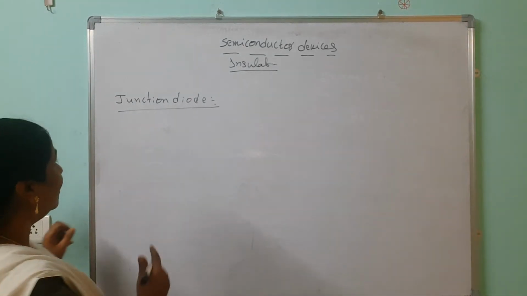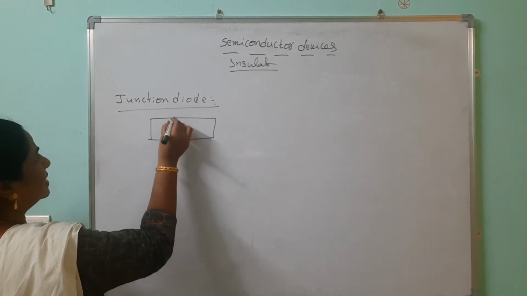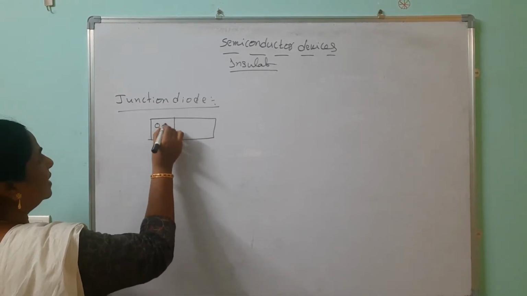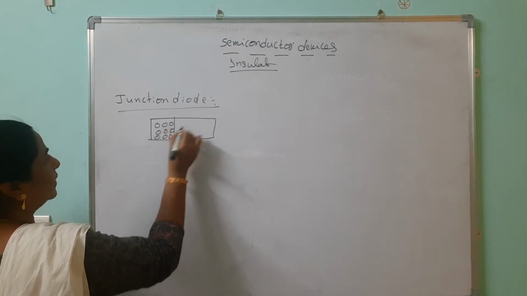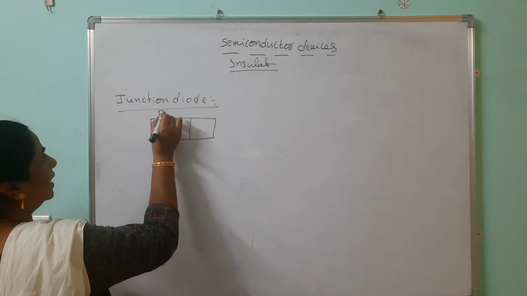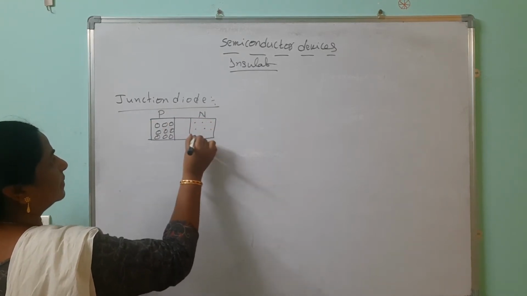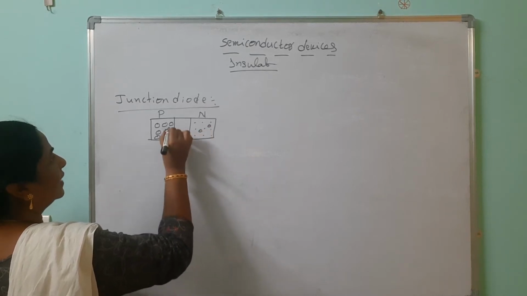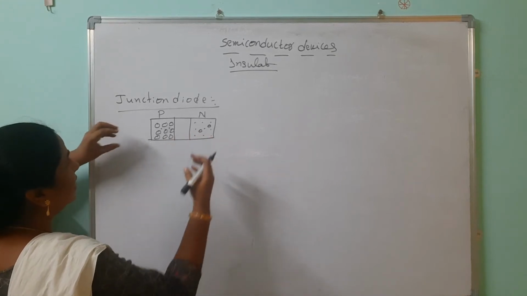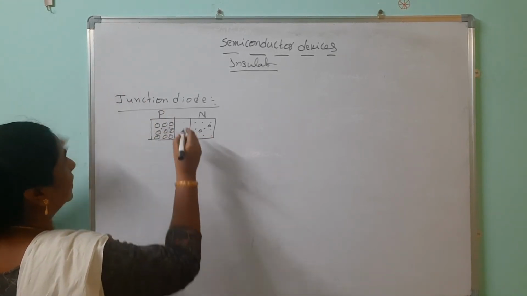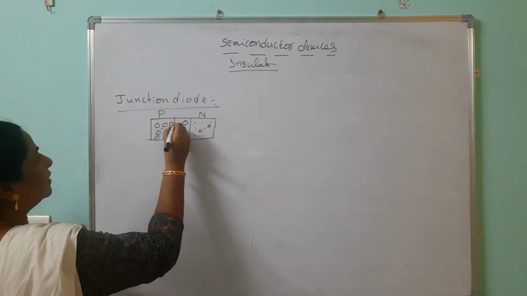Then come to the junction diode. Look, we are taking one pure semiconductor. One side we are doping with trivalent, meaning majority charge carriers are the holes. These are the holes. And another side we are doping with pentavalent. Here the majority are the electrons, but minority ones, one or two, we can take here as well. Whenever we are doping like that, some of the holes diffuse to this side, and some of the electrons diffuse to this one.